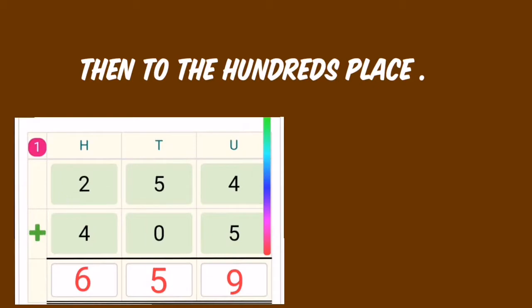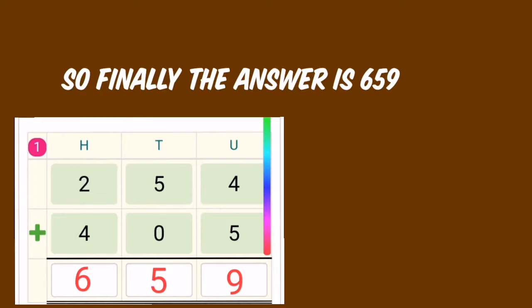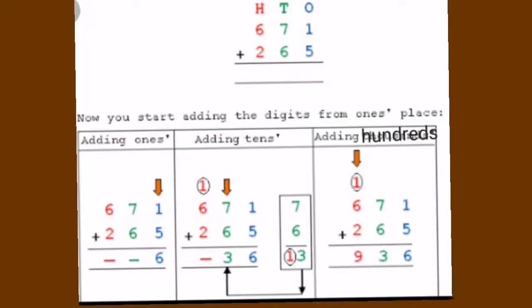Then from tens we have to go to the hundreds place. What is there in the hundreds place? 2 plus 4. 2 plus 4 is 6. So finally the answer is 659. 254 plus 405 is 659. Next topic is addition with carrying.